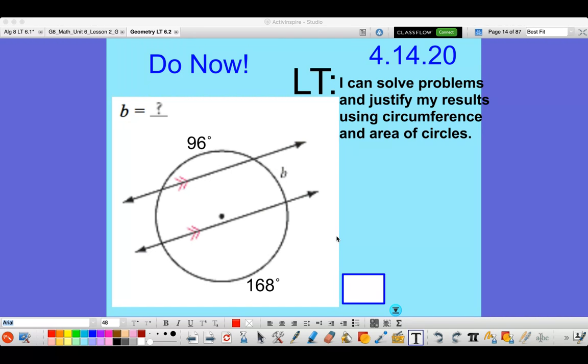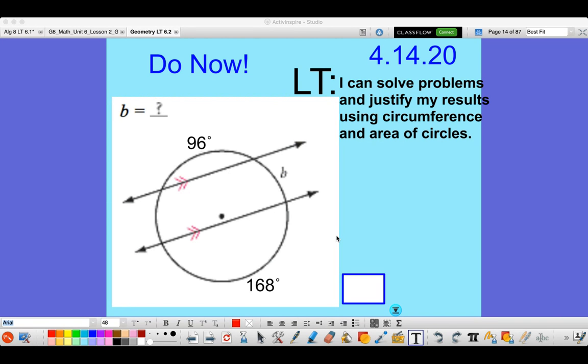Hope everybody is doing well and you're able to keep up with the work that we're doing. Today, we are going to further our knowledge about circles and using area and circumference. So we're still using that. We're going to start off with this do now.